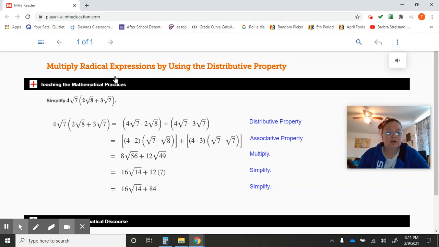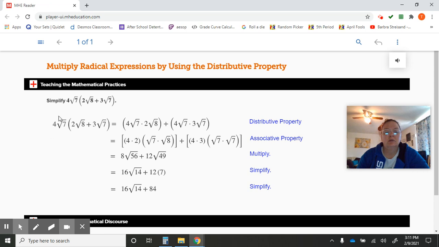This example turns it up another notch by adding a set of parentheses in here. So we have the expression 4 times the square root of 7 times the quantity, 2 times the square root of 8 plus 3 times the square root of 7. So the first thing that we want to do is get rid of those parentheses.